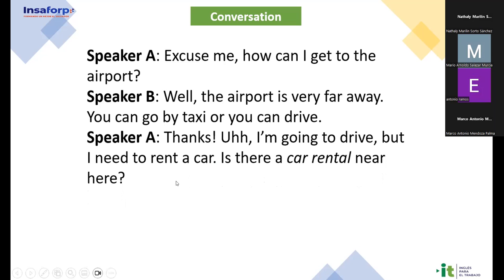Okay. Now, the speaker A continues. Thanks. I am going to drive, but I need to rent a car. Is there a car rental near here? Okay, what is the speaker A going to do? Yes, guys, what is speaker A going to do?